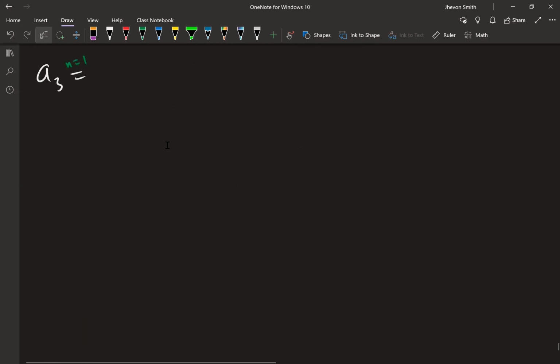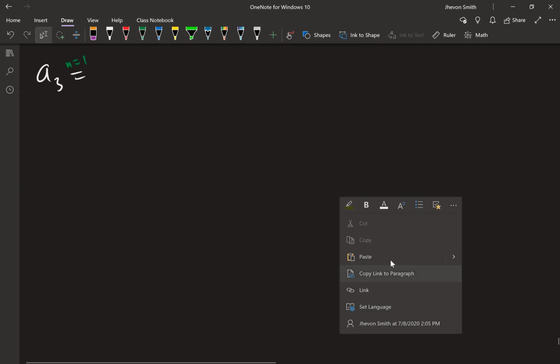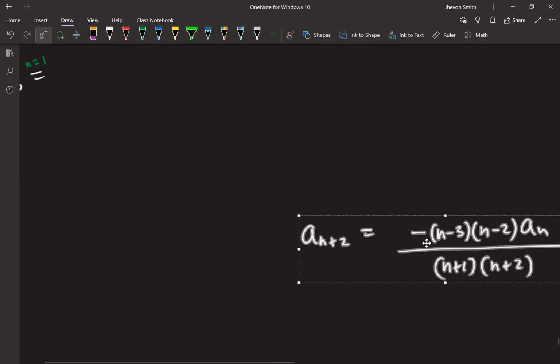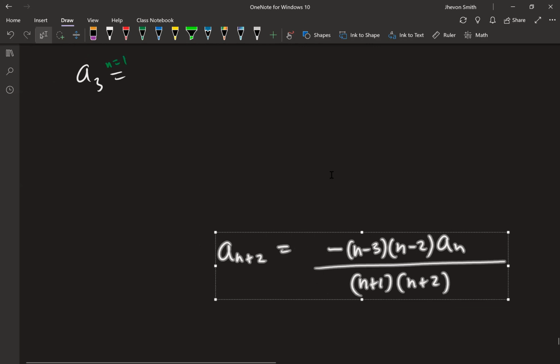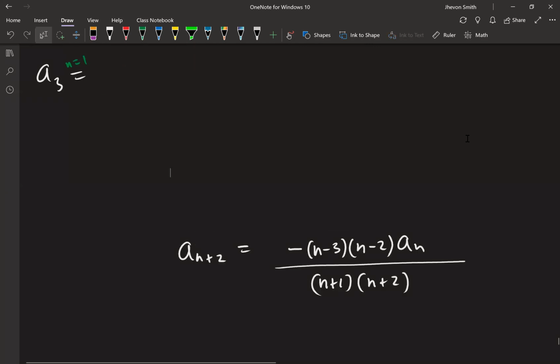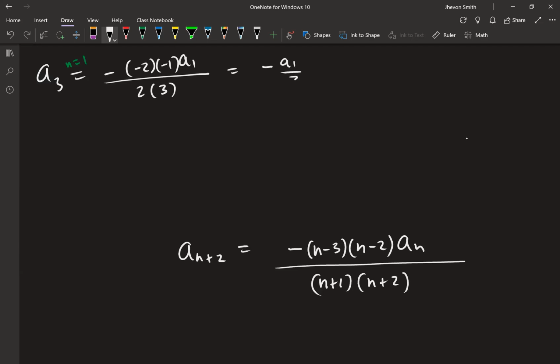Might carry this guy with me. Here's a3, I'm going to plug in n equals 1. And that would give me minus 2 minus 1 a1 over 2 times 3. That gives me minus a1 over 3.